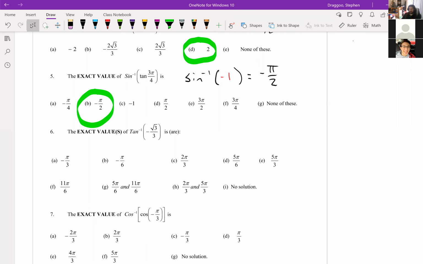Problem 6 is also a bit of a trick question. Find the exact value or possibly values of tangent inverse of -√3 over 3. In order to make tangent inverse a function, there should be only one solution. So anytime we have an inverse trig function, there's always only one solution. Again, the wording is there to be a bit of a trick. Tangent inverse of -√3 over 3 has only one answer, and it is negative pi over 6.